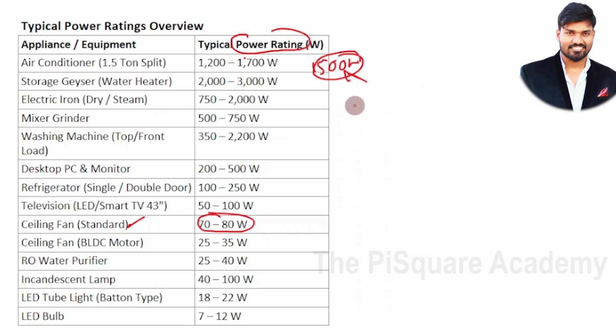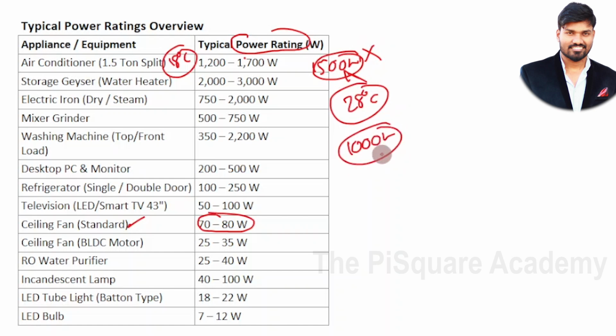If you are setting the AC at 28 degrees centigrade, it is not its best temperature. The best temperature which it can set is 18 degrees. In that case, if the environment is hot and it is fully loaded, then it will take 1500 watts. At 28 degrees, it will not consume 1500. It will consume something around 1000 watts, maybe even less, depending on other conditions.